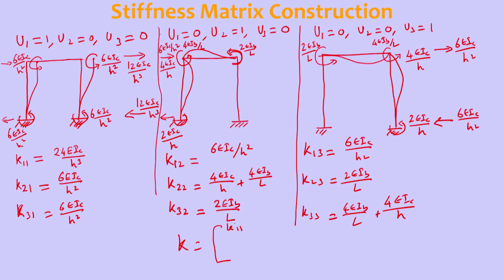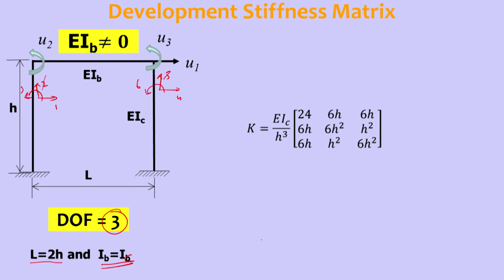So, K11, K21, K31, K12, K22, K32, K13, K23, K33. Okay. So, this is how we can form the stiffness matrix, and now you can see by using L equal to 2H and moment of inertia of column equal to moment of inertia of beam, upon simplification, the total 3 by 3 matrix is this.